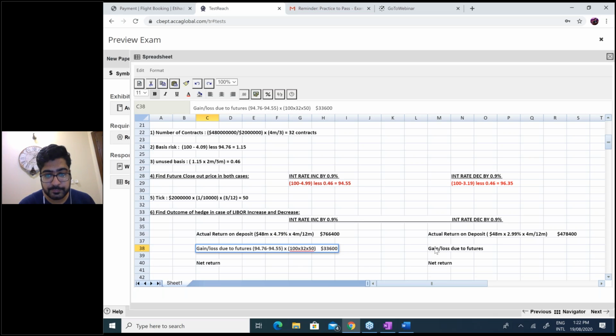Okay, and come to this side. I'm not sure if it's a gain or loss, added or deducted, but it's the difference between futures closeout price and futures contract price into spot into contracts into tick. Gain or loss due to futures, apply the formula. The futures contract price was the March future, 94.76, and the futures closeout price. This is the decrease case. In step 4, you computed the futures closeout price of the decrease case, into spot 100, into contracts 32, into tick 50. What is the answer?